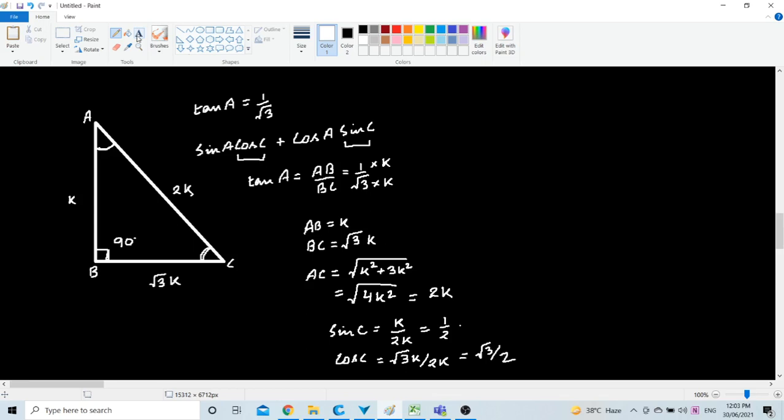Now if you multiply sine A by cos C, that will be root 3 by 2 into root 3 by 2, plus cos A sine C, that is 1 by 2 into 1 by 2. That is 3 by 4 plus 1 by 4, that will give you 4 by 4, that is 1. So this is how you can solve these questions.